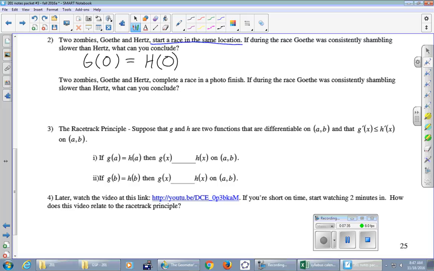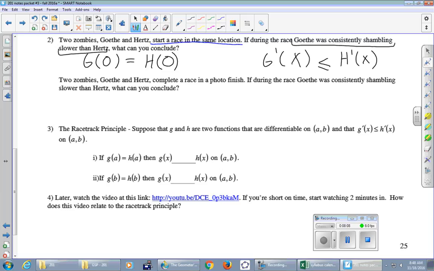And we also know that Goethe is slower than Hertz, which means that the derivative for g compared to the derivative for h, because if g is the position of Goethe, then g prime is the speed of Goethe, right? We know the derivative of position is speed. So Goethe is slower, so what does that mean here? Less, right? Goethe is slower.